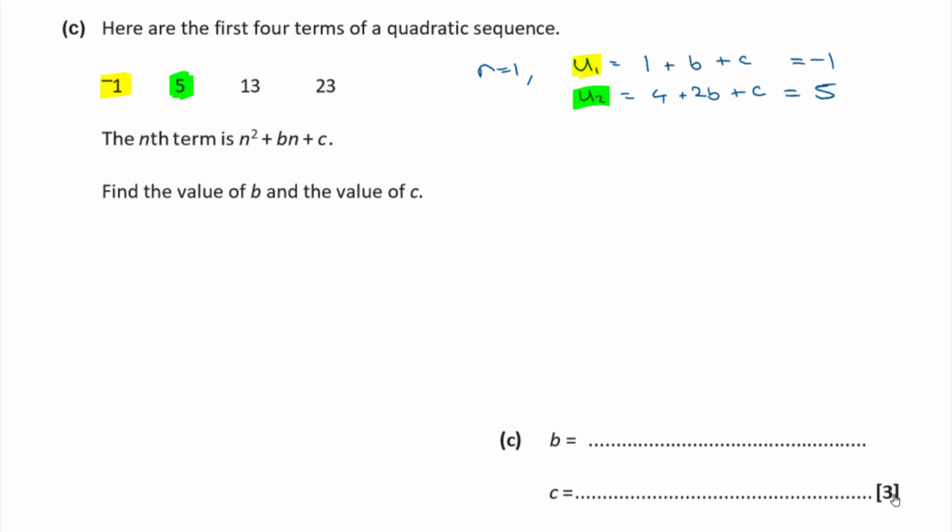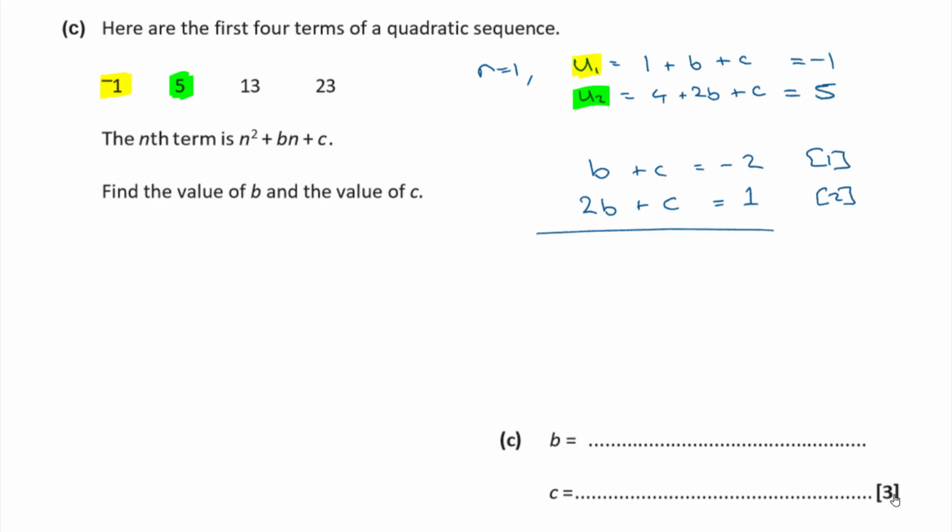Now I'm just going to take that expression for u1 and tidy it up a little bit. If I take 1 away from both sides, then I'm going to get b plus c equals -2. And for u2, taking 4 away from both sides, I'm going to get 2b plus c equals, 5 take away 4 is 1, isn't it? So that's my equation 1, that's my equation 2.